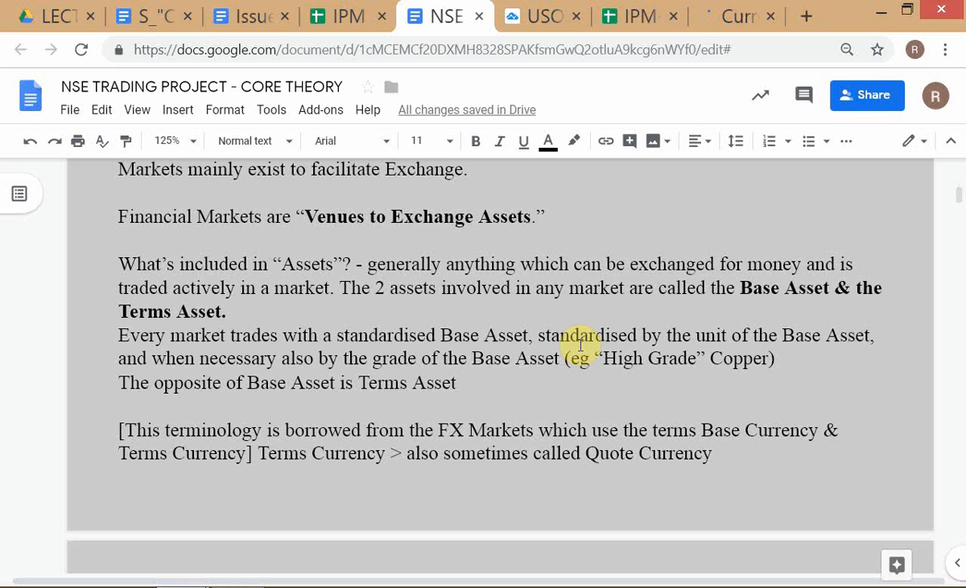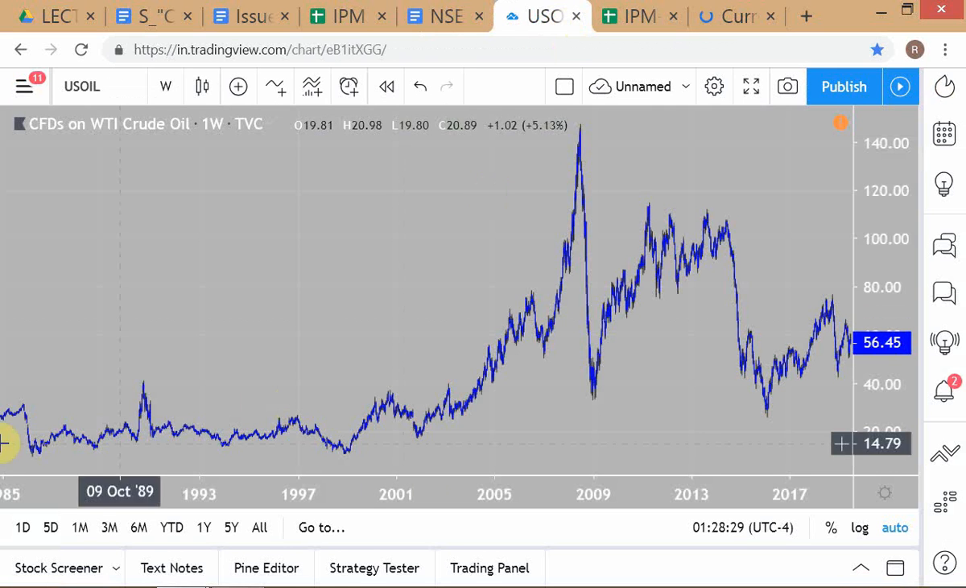We are calling one a base asset and one a terms asset. Now what does that mean? Let's look at this oil chart, that will give you an idea. This price that you see, 56.45, is a price for 1 barrel of oil. So in this market we say that oil is the base asset. West Texas Intermediate crude oil is the base asset.